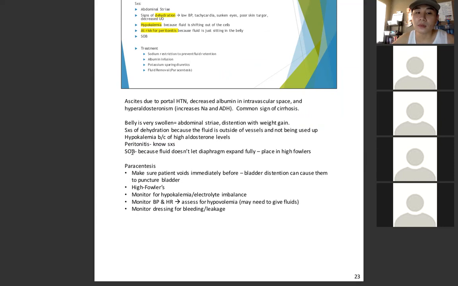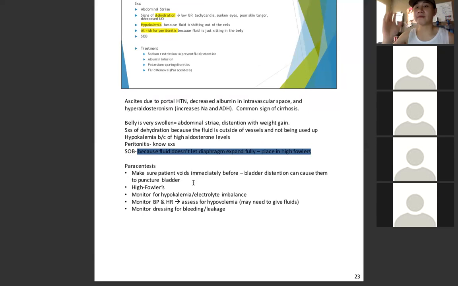Peritonitis is like an issue of the bowel where they have a hole and it becomes inflamed, I think. We need to brush up on that. I don't really remember what it is. Shortness of breath, because fluid doesn't let the diaphragm expand fully, so we place them in high Fowler's. So we have to sit them up.